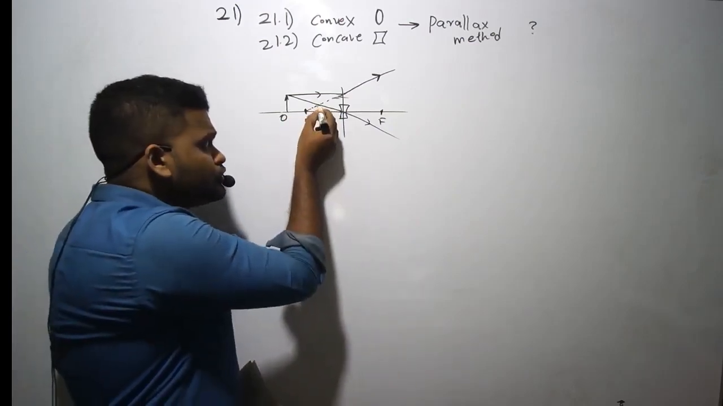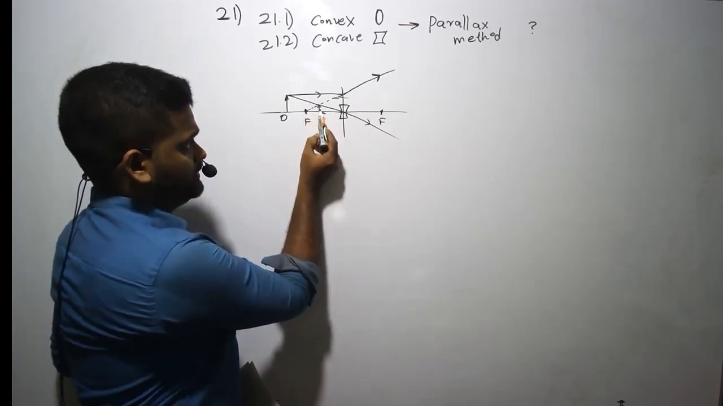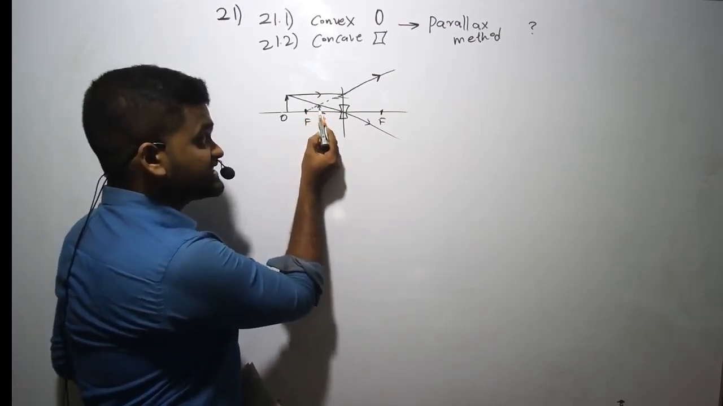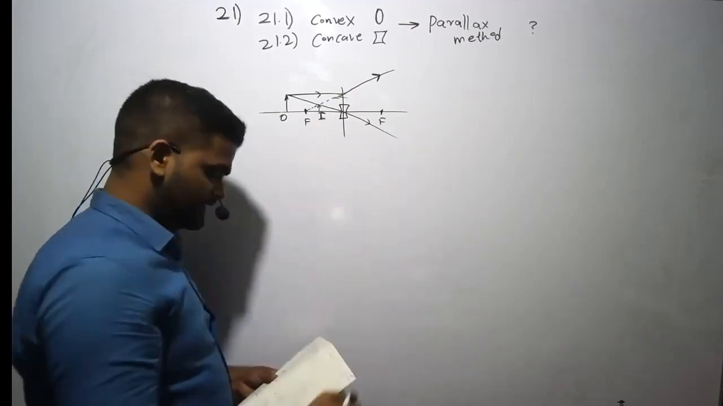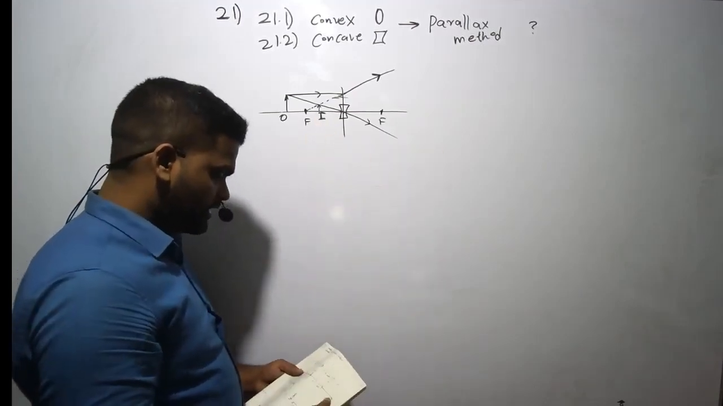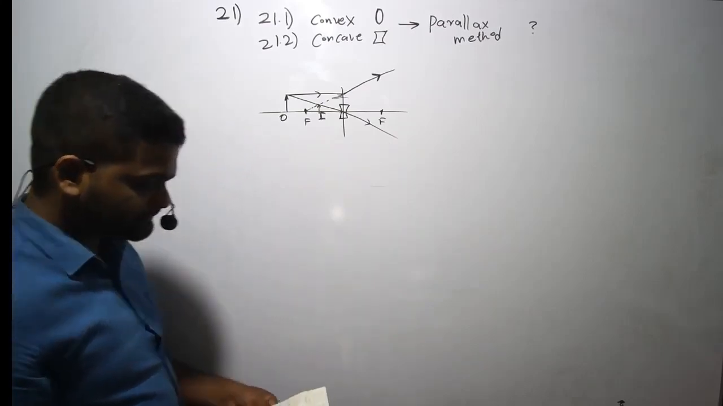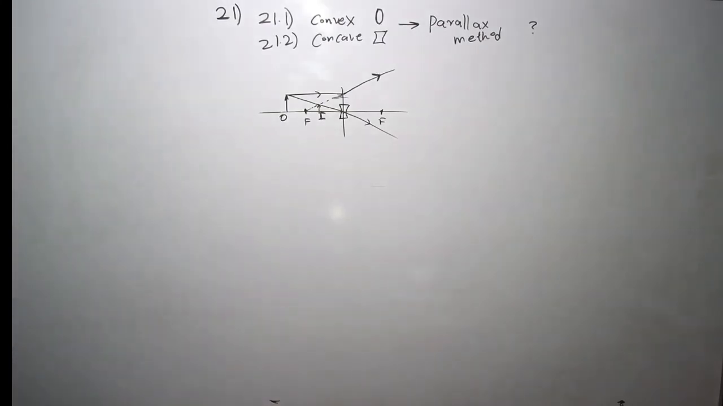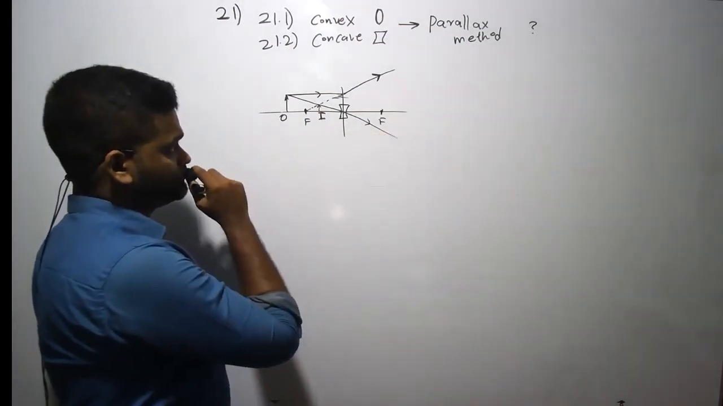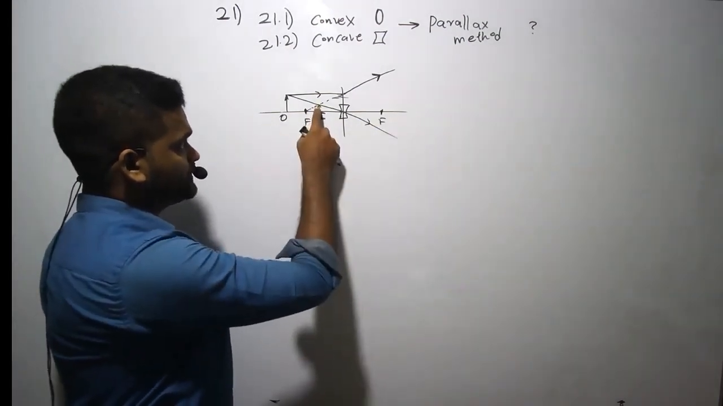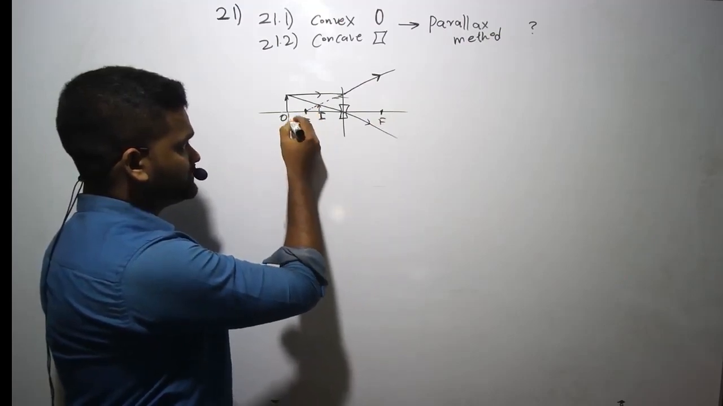So you need to locate the position of this image. How are we going to do that? You can see this is the principal axis. So the tips of these should be on the principal axis, like this.